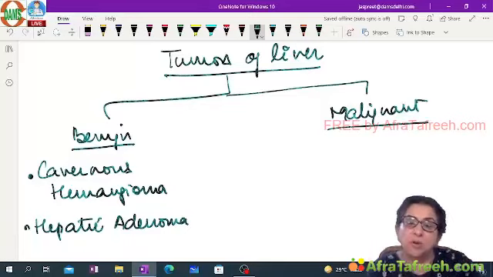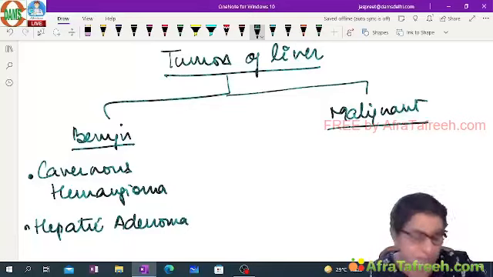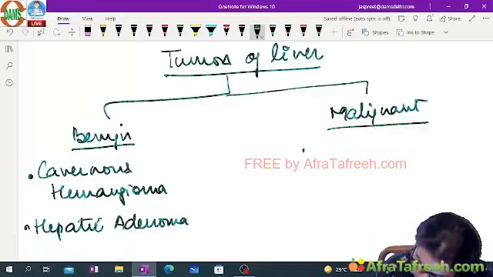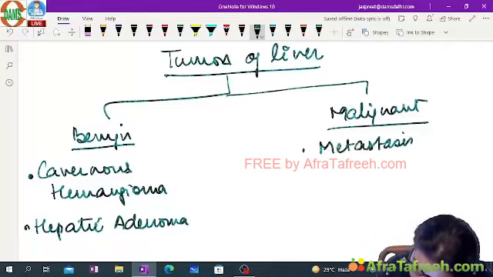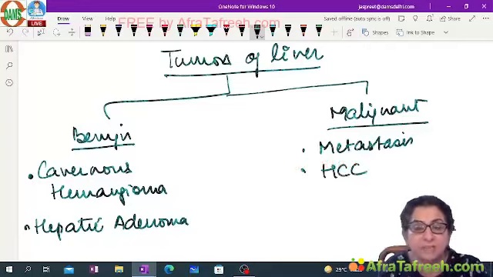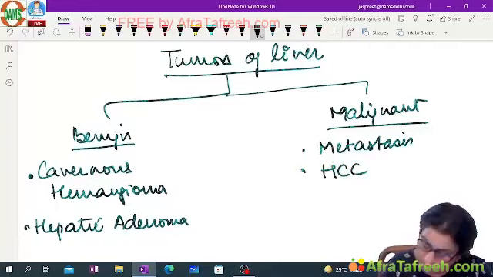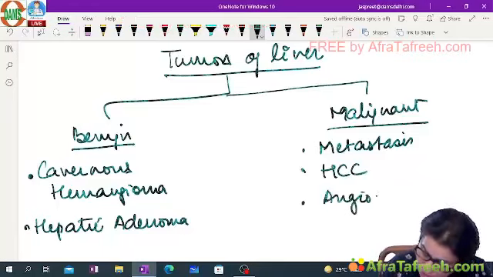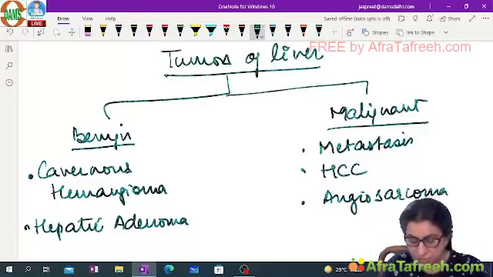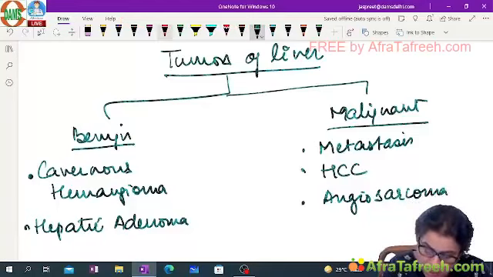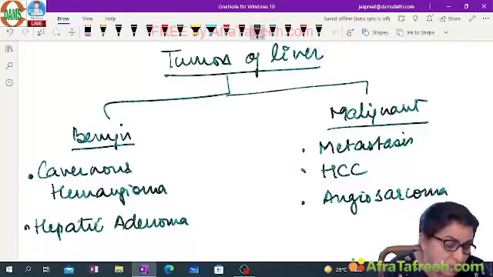In malignant tumors of the liver, remember, metastasis is more common than primary liver tumor. So in the liver, the malignancies are, one, metastasis, and two, hepatocellular carcinoma, that is liver cancer. Another important liver tumor about which you should know one or two lines is angiosarcoma of the liver. Okay, so these are the tumors.